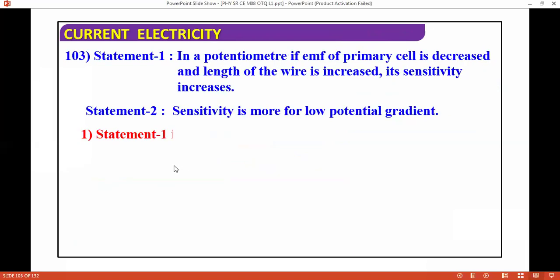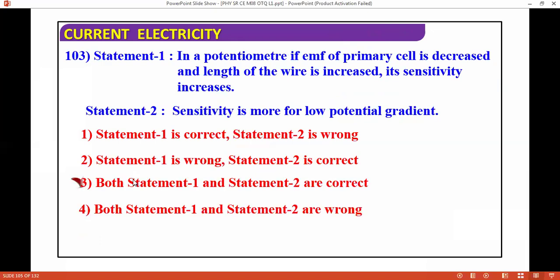In a potentiometer, if the EMF of a primary cell is decreased and the length of the wire is increased, its sensitivity increases. And sensitivity is more for low potential gradient. So what's your correct answer? Okay, both are correct. No issue.